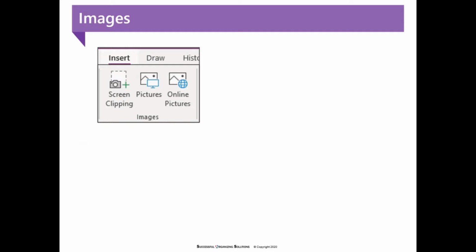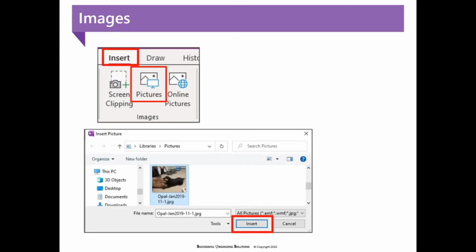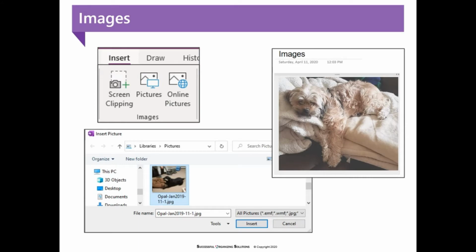To add images to the page, click Insert and then Pictures, and that will open up the Insert Picture window. Find the picture that you want to insert, click Insert. The image is automatically added to your page, and as you can see here, it went inside of a container.